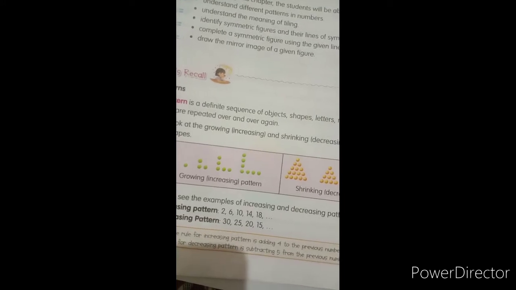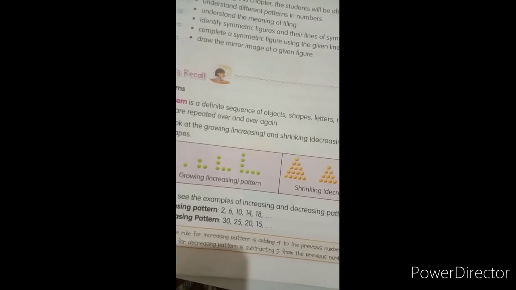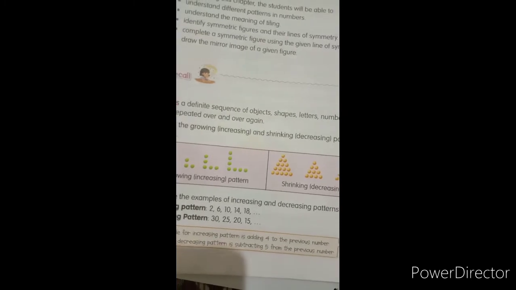Next is, let us see the examples of increasing and decreasing patterns in numbers. यहाँ पे increasing and decreasing pattern numbers का है, ठीक है. So such as in increasing pattern 2, then 6, then 10, then 14, then 18. Means क्या हो रहा है, 4 add हो रहा है. 2 + 4 is 6, 6 + 4 is 10, 10 + 4 is 14 and 14 + 4 is 18. So now what will be the next term? So 18 + 4, it is 22.